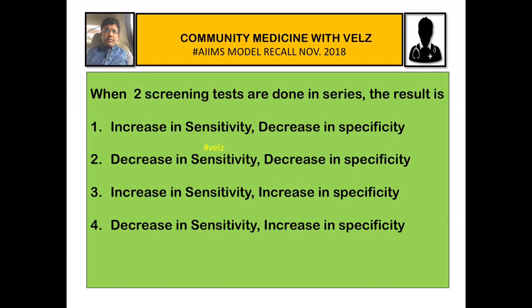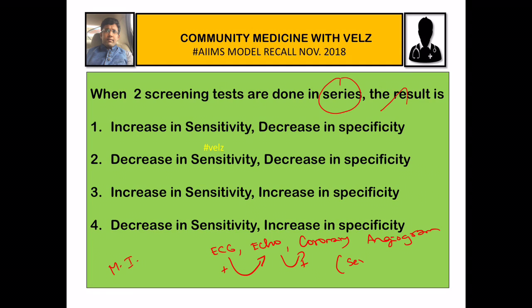How will you tell when 2 screening tests are done in series, what the result is? First you have to understand what we mean by doing a test in series and what we mean by doing a test in parallel. Suppose we take myocardial infarction. There are many tests like ECG, echo, and coronary angiogram. What series means is you will go from one test to another only after the first test is positive. If only the ECG is positive, we will go to echo. If only the echo is positive, we will go to coronary angiogram. So this is called test in series.